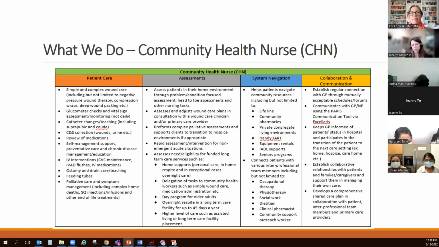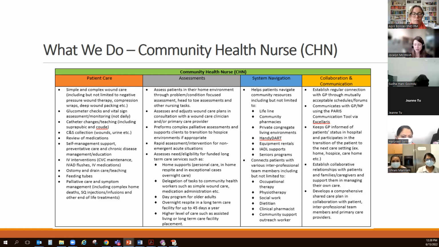If they have an ostomy or a drain, nephrostomy, those types of things, and it's new and they need help learning about it, or feeding tubes. And then of course we have our palliative care team. For those people who want to die at home, they can be referred to our program and we'll help with symptom management and things like that. We do a lot of complex assessments on people to determine eligibility for our services.